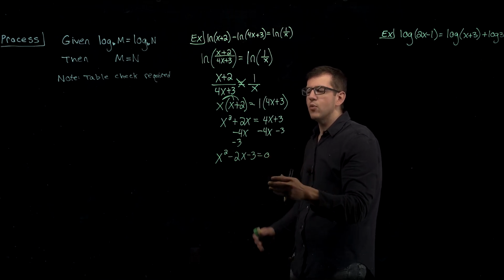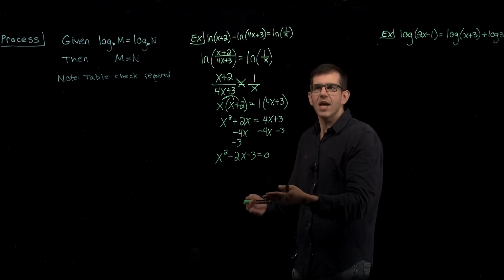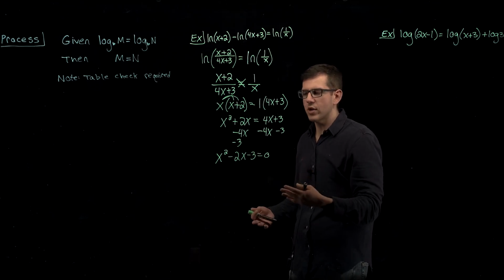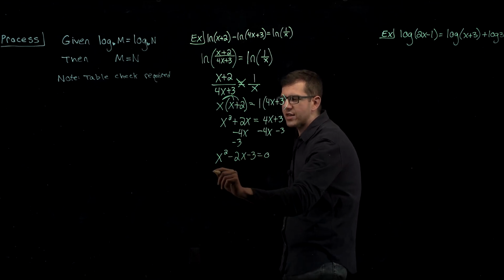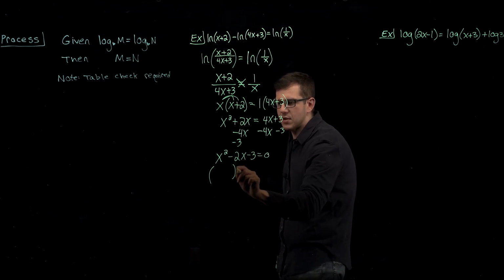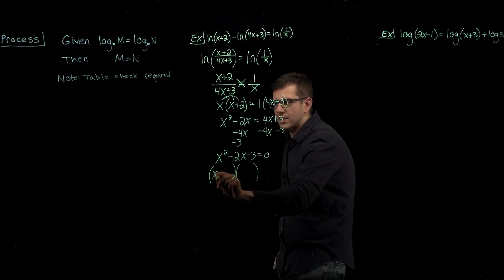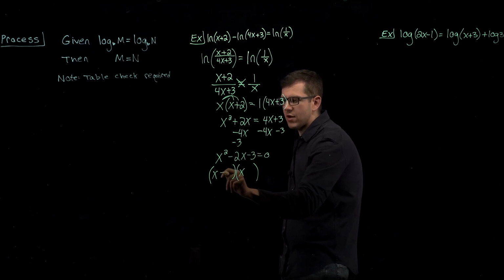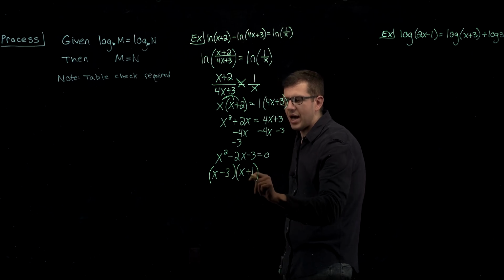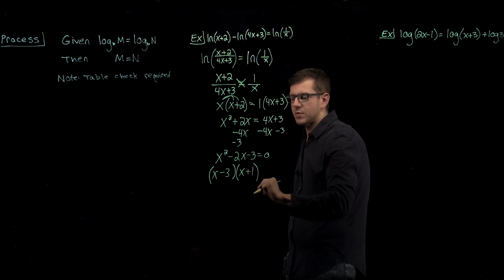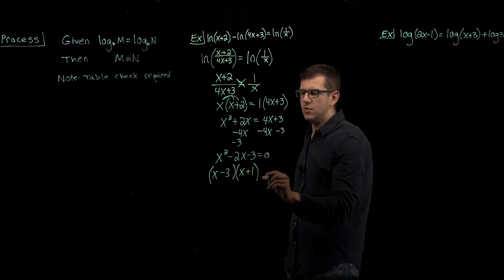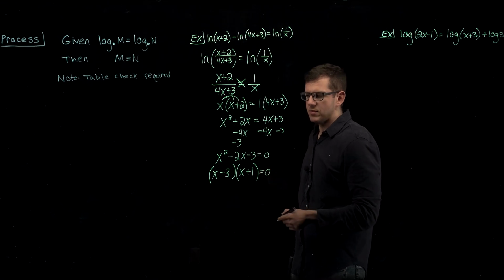Since it's equal to 0, we can factor and set each factor equal to 0, or we can use the quadratic formula, whichever you're more comfortable with. In this case, I'm going to factor since it's a lot easier to just factor this. We get x, and now we need 2 numbers that multiply to give us negative 3, but add up to give us negative 2. So that would be negative 3 and positive 1. Negative 3 times positive 1 is negative 3. Negative 3 plus positive 1 is negative 2, and this will equal 0.